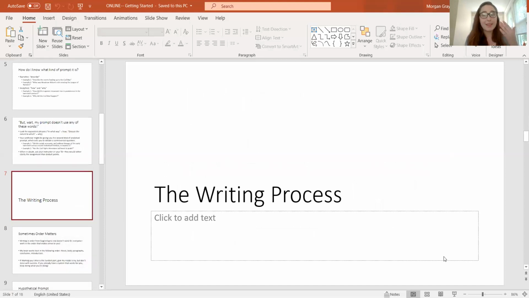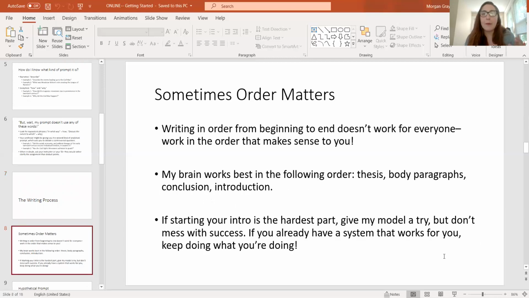The writing process: at this point, you know how to write. By the time you've hit a college paper, you know basically how to organize yourself, but there are some things about the writing process that can be really confusing, and I'm actually going to approach this lecture series in the order in which I write my papers, so I do want to talk about that because it's not necessarily completely intuitive. For me, in my experience, sometimes order matters. It might be the case that writing from beginning to end doesn't work for you. It doesn't work for me.